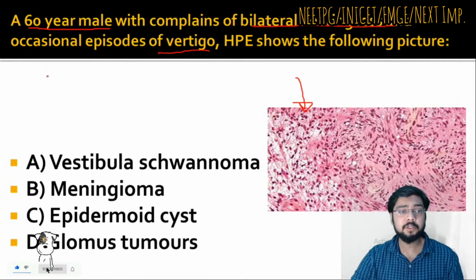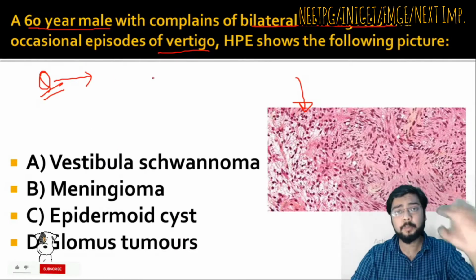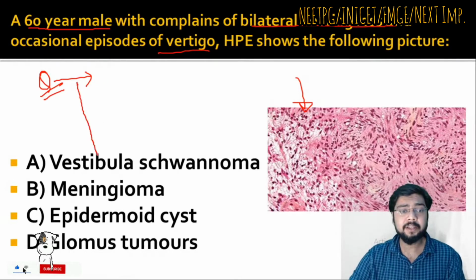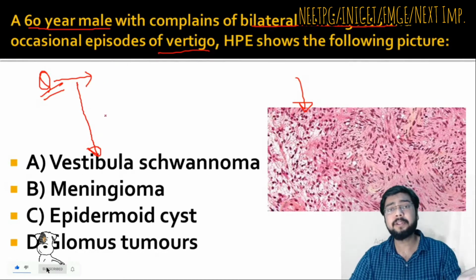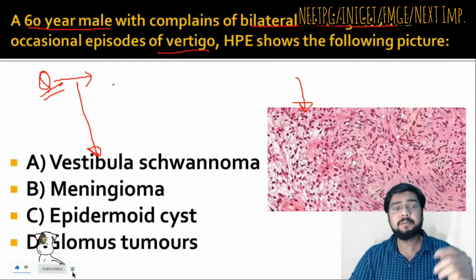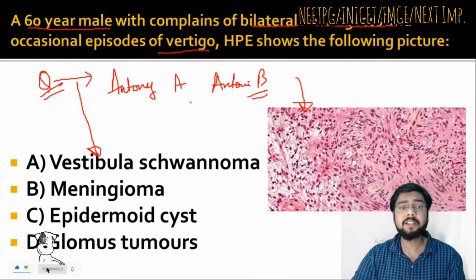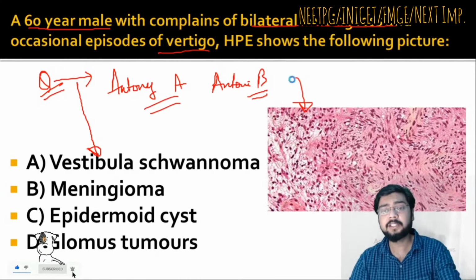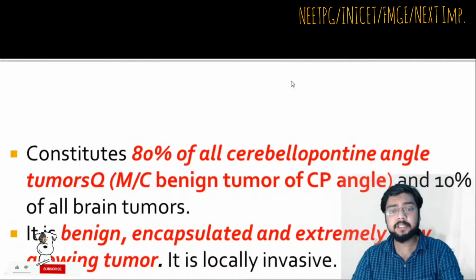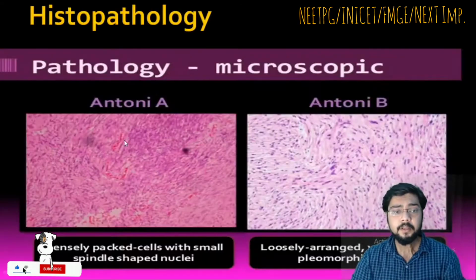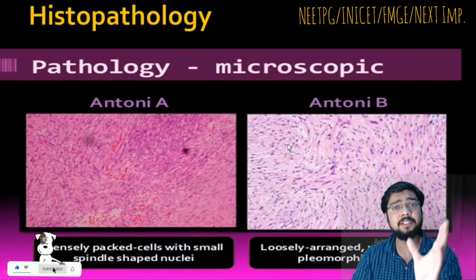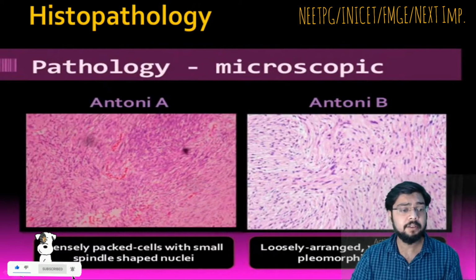If you observe, your AIIMS or INICET have a regular trend of asking this topic, which is vestibular schwannoma. They can ask you this in numerous ways. This time they asked about Antoni A and Antoni B areas. So you all know they already asked this question, Antoni A and Antoni B, and what are these? These are basically the crowded and less crowded areas in the histopathology slides of vestibular schwannoma.